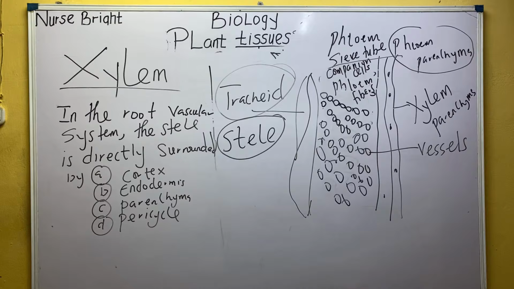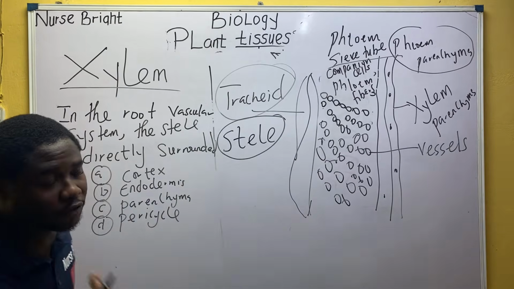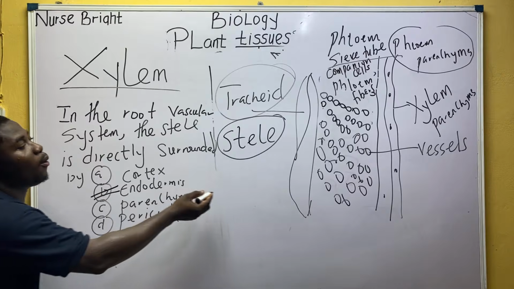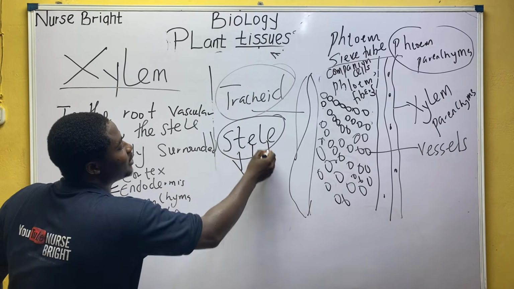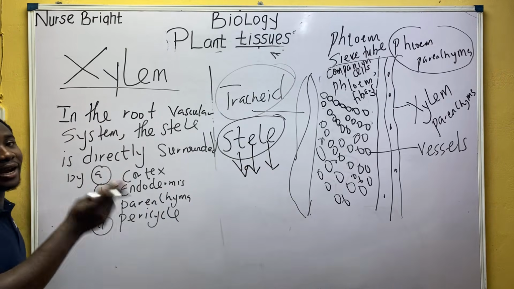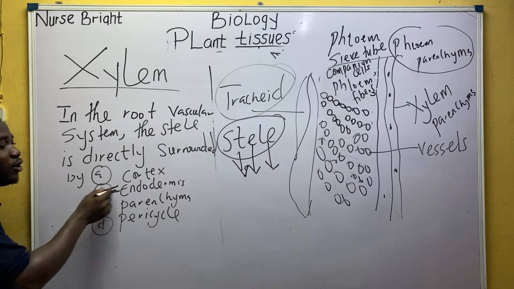Hold on, so we can work it out together. The answer here is going to be the endodermis, because what actually surrounds it, which we've talked about, is the endodermis. But what does it contain? We know what it contains: the pericycle, xylem, and phloem. Very good.